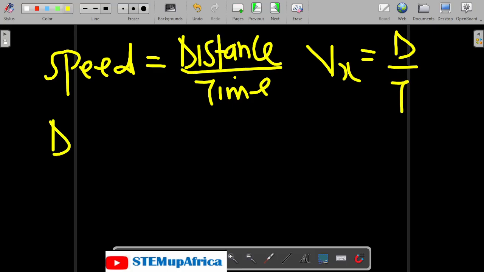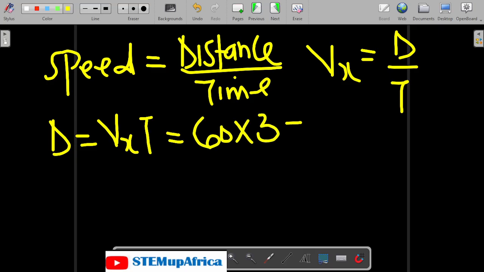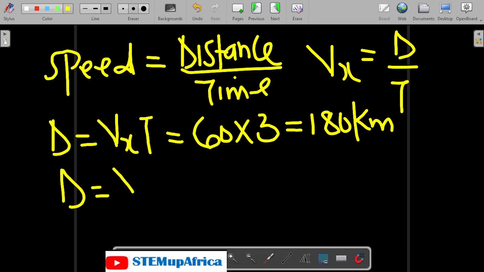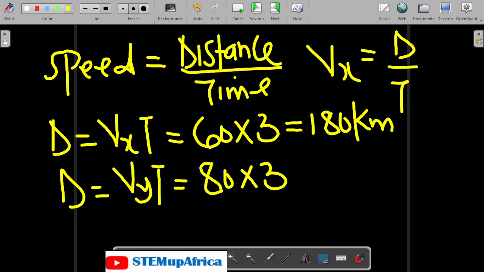So the distance now will be Vx times t, which is 60 times 3. That will give us 180 kilometers. Do the same to calculate the distance of Y. The distance will be the velocity of Y times the time, which is 80 times 3. That will give us 240 kilometers.